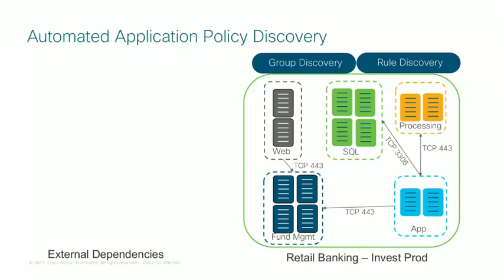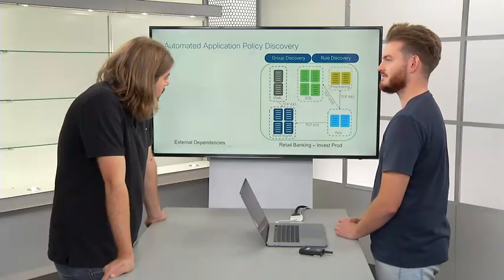If we look on this particular graph here, we'll see that web is using TCP 443, as is the app tier. If I didn't have that process visibility, I wouldn't be able to potentially identify that app is different from web based on the process information.